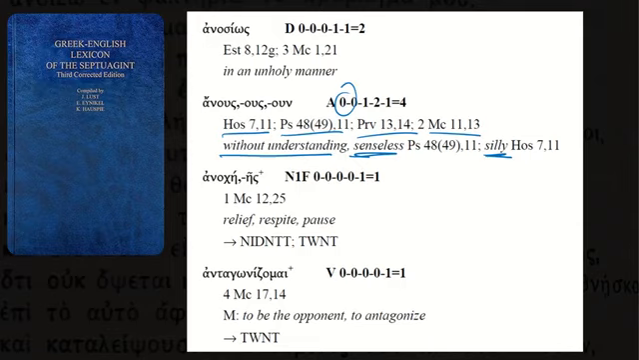Let's look at some others, like anoche here. You see the stats. They give an example, First Maccabees, and they give you relief, respite, or pause. Antagonizomai, we saw that, to be the opponent, to antagonize, and so on. And then, again, a fairly simple bibliography there. So that's the typical kind of thing you'll see with LEH.